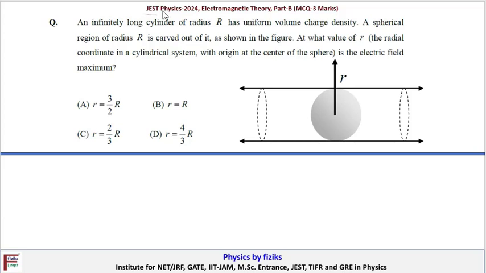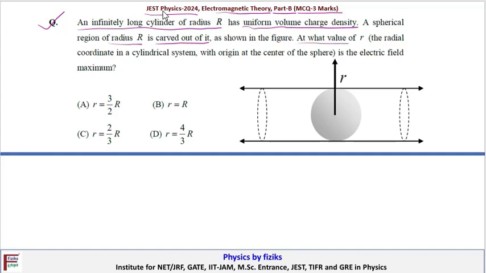So this is JEST Physics 2024 Electromagnetic Theory question of part B, and it is an MCQ 3 marks question. Now in this question it is given that an infinitely long cylinder of radius r has uniform volume charge density and a spherical region of radius r is carved out of it as shown in this figure.